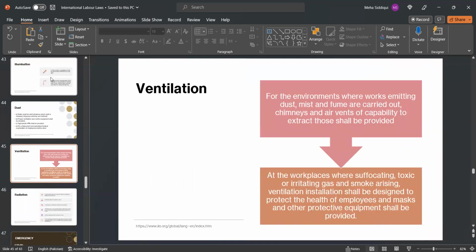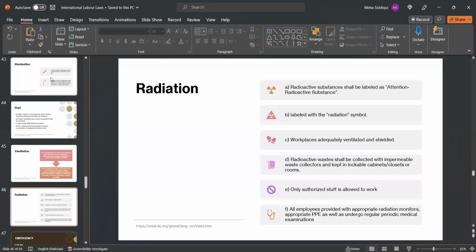Ventilation. For the environments where works emitting dust, mist, and fume are carried out, chimneys and air vents capable of extracting those shall be provided. At the workplaces where suffocating, toxic or irritating gas and smoke arise, ventilation installations shall be designed to protect the health of employees, and masks and other protective equipment shall be provided.